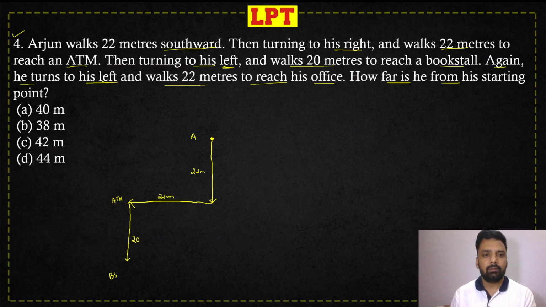Again he's turning to his left. Left means 90 degrees anti-clockwise, and he travels 22 meters. So with 22 meters he will reach here, parallel to this point, and reach his office. Now the question is, how far is he from the starting point? From the starting point he is 22 and this is 20. So he is 42 meters from the starting point. From his starting point he is at 42 meters, right? 42 meters.